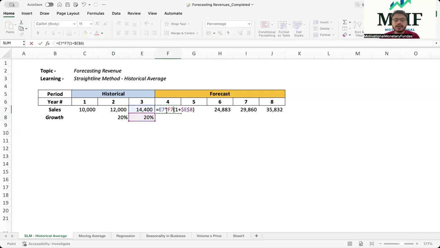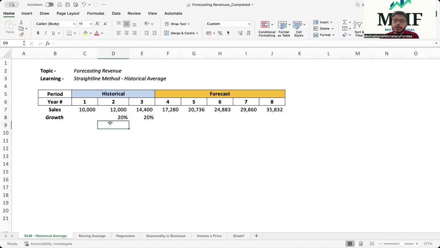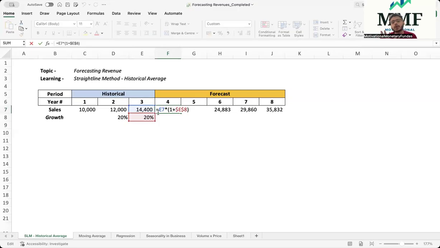So here what I have done, since it's a 20% number, the average of these years will come out to be 20% only, right? If the growth rate every year over the past 2 years, 3 years, 4 years, 5 years has been 20%, my average growth rate comes out to be 20% only, correct? So I've grown my third year's revenue by 20%. That is 14,400 into 1 plus 20%. Simple logic, simple method. And I have made it an absolute reference because 20% is fixed. I need to grow each year by 20%, right?